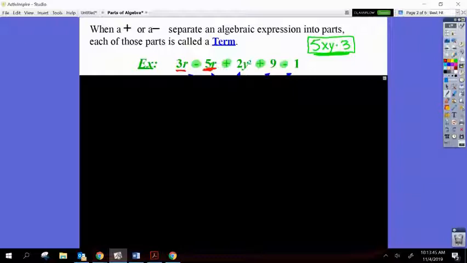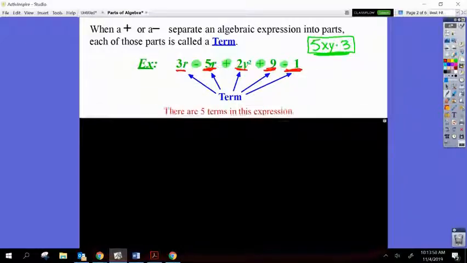This 2y squared, this 9, and this negative 1. Again, you might say it's a positive 1. No, keep, change. There are 5 terms in this expression, each of which is a term. There are 5 terms. The terms are, if I wanted to list them, 3r is a term.